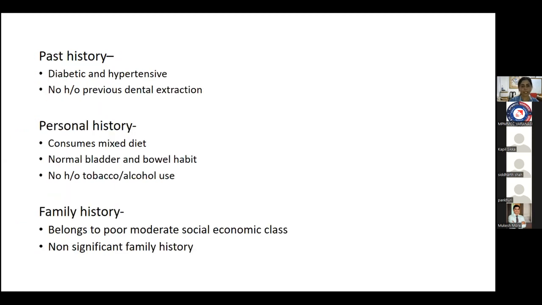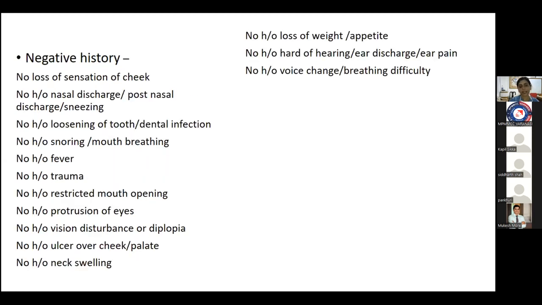What's the relevance of restricted mouth opening here? If the tumor is involving the infratemporal fossa, involving the pterygoid muscles, then patient can have trismus. Or if there is pain, patient can also have restricted mouth opening. And what about voice change, breathing difficulty? If the tumor is filling the nasopharynx and choana, then patient can present with rhinolalia clausa.